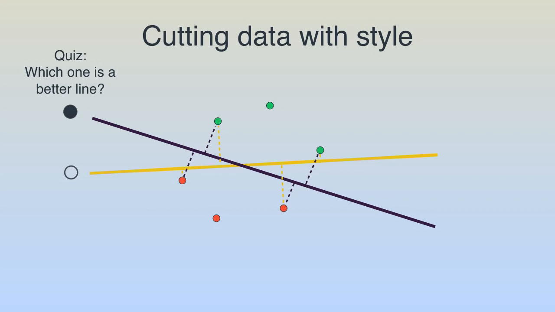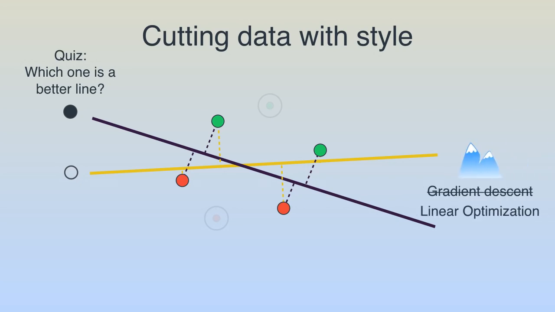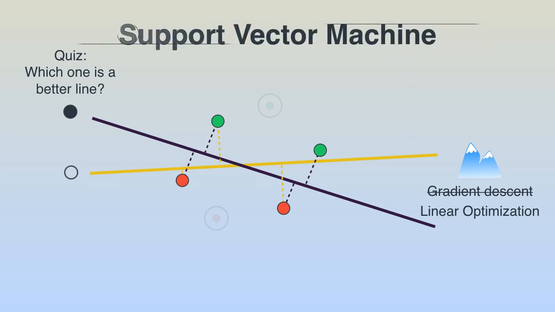Now the question is, how do we find the purple line? Well, the first observation is that we don't really need to worry about these points because they're too far from the boundary. So we can forget about them and only focus on the points that are close. And now, what we're going to use is not gradient descent, but we're going to use linear optimization to find the line that maximizes the distance from the boundary points. This method is called a support vector machine.